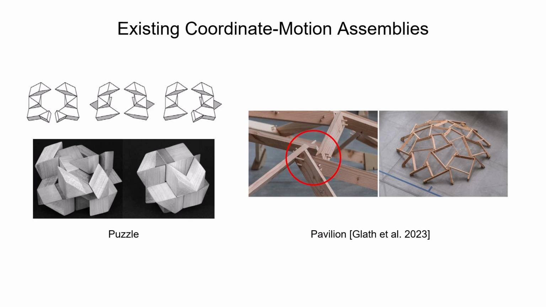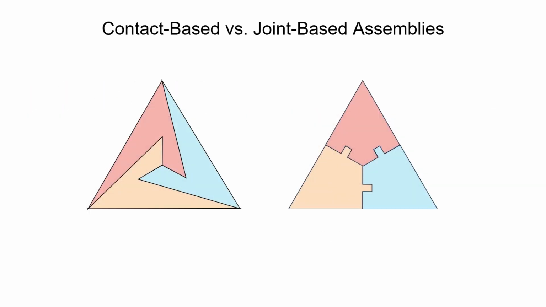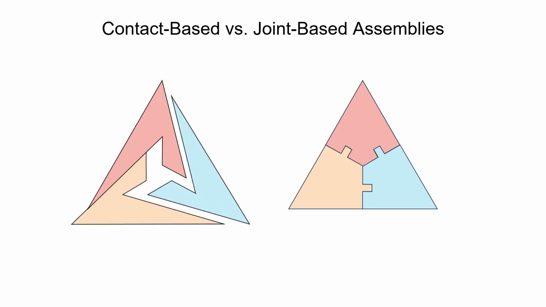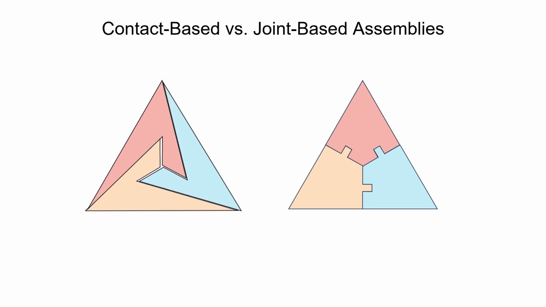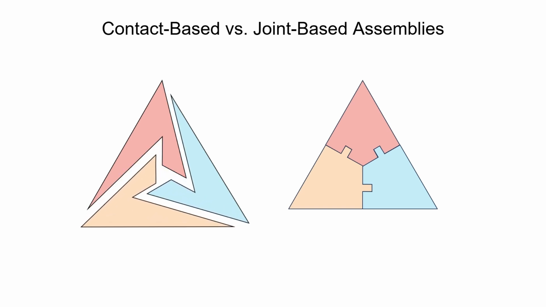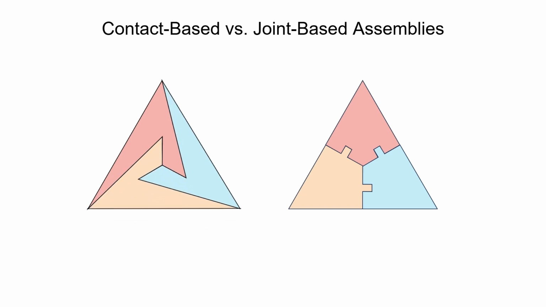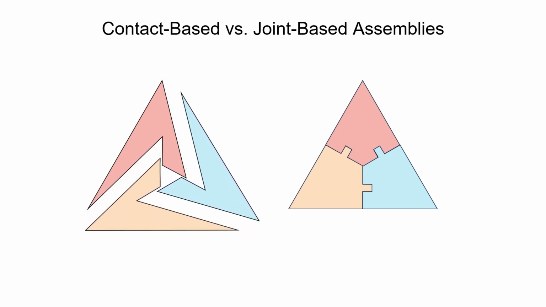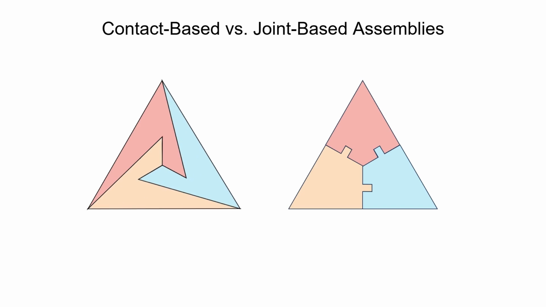The architectural designs model joint-based coordinate motion assembly, which can be structurally weak. In a contact-based coordinate motion assembly, parts share global surface contacts over the shape, offering better structural strength and load distribution. However, multiple disassembly motions are more likely to occur in contact-based assemblies. It can make the assembly loose or easy to come apart.